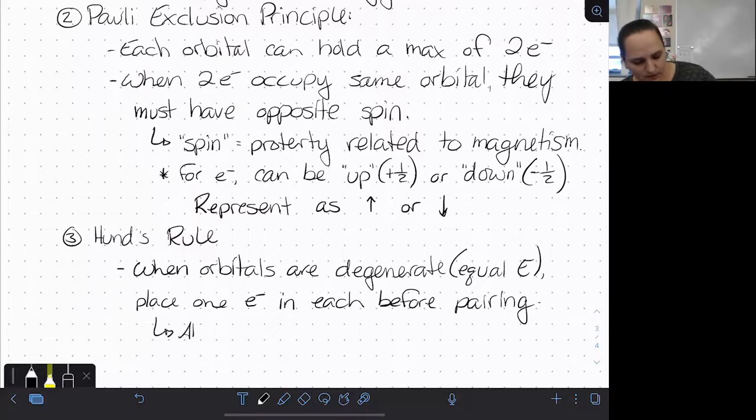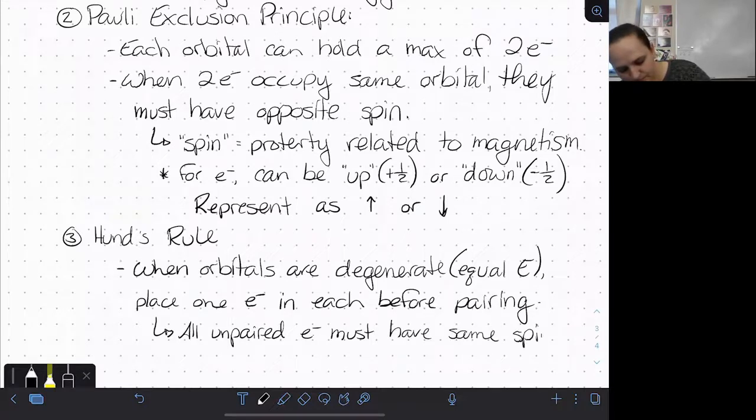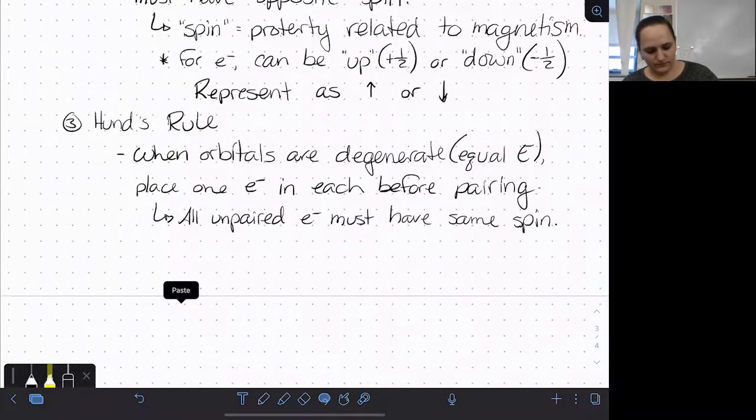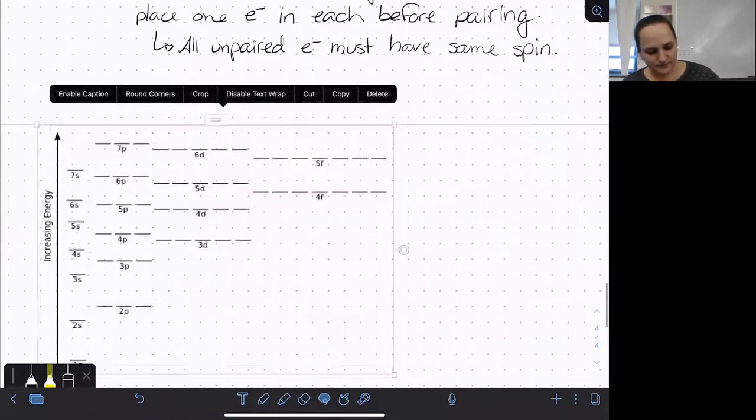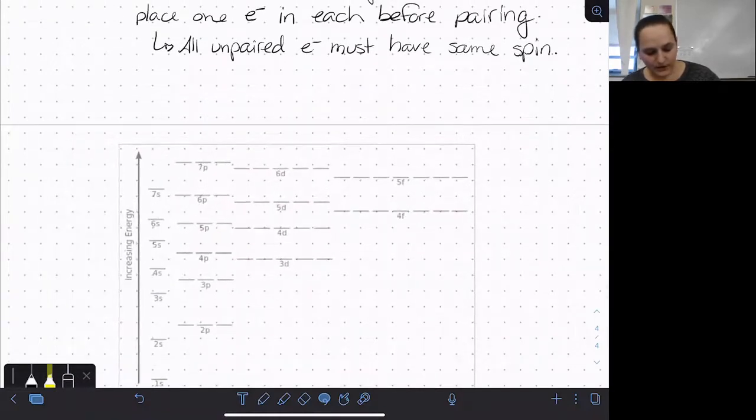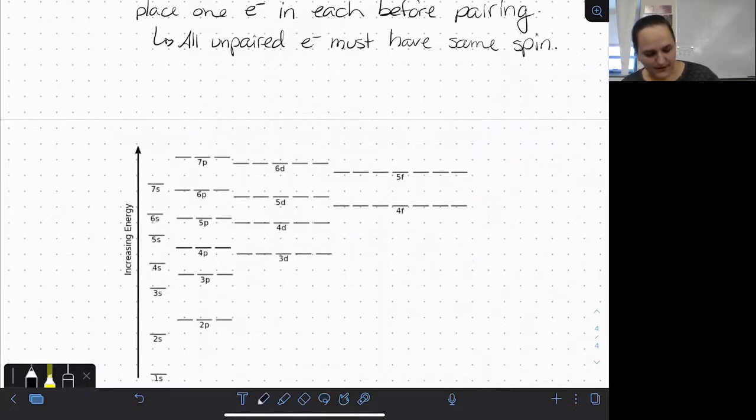And that all unpaired electrons must have the same spin. Doesn't matter if they're all up or all down, but they just all have to match. So if we go to apply this and try to figure out how the electrons are actually organized in an atom.